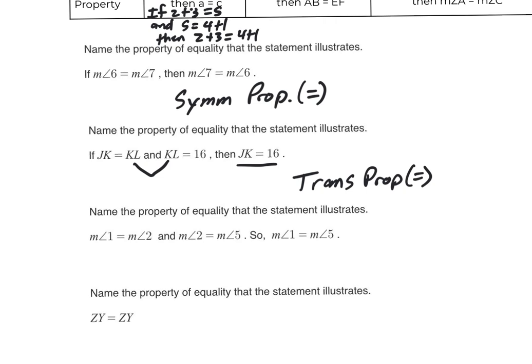Okay, the third one. Angle 1 is equal to angle 2. Angle 2 is equal to 5. Therefore, angle 1 is equal to angle 5. What's that? Transitive. Transitive again. Yep. Because they both equal angle 2, then they equal each other. Transitive out of the three should be pretty easy to identify because you're combining two statements to make a third. Reflexive should be pretty easy to identify because it's the exact same thing. Symmetric, you're just changing sides, flip-flopping sides.